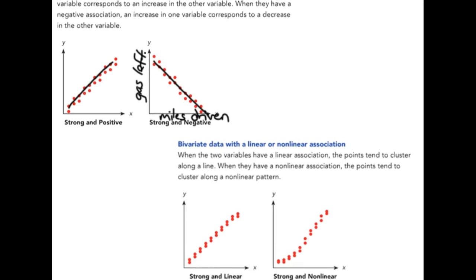Moving down here to the bottom, linear or nonlinear. Both of these down here are positive, but they could be negative too. This first one's strong and linear. Again, this is the same thing, so if I wanted to say height and age, I could do that. But strong and nonlinear would be they cluster, but the pathway is sort of curved in some way.